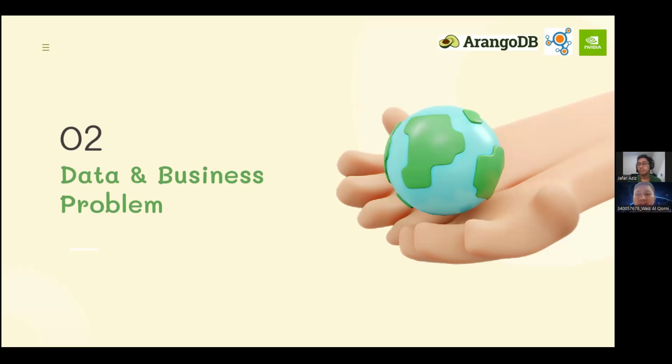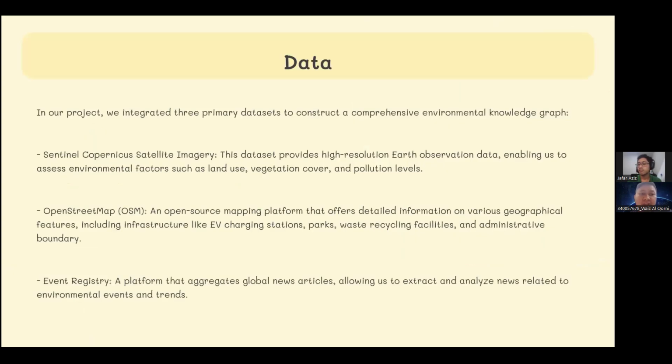Then data and business problem. I will explain about data and the business problem. In our project, we integrate three primary datasets and construct a comprehensive environmental knowledge graph. First is Sentinel Copernicus Static Imagery. This dataset provides high resolution observation data, enabling us to assess environmental factors such as land use, vegetation cover, and pollution level. The next is OpenStreetMap data containing renewable energy objects, EV charging stations, and other facilities for green living and environmental sustainability. And the last is the news article data, which allows us to extract and analyze news related to environmental events and trends.